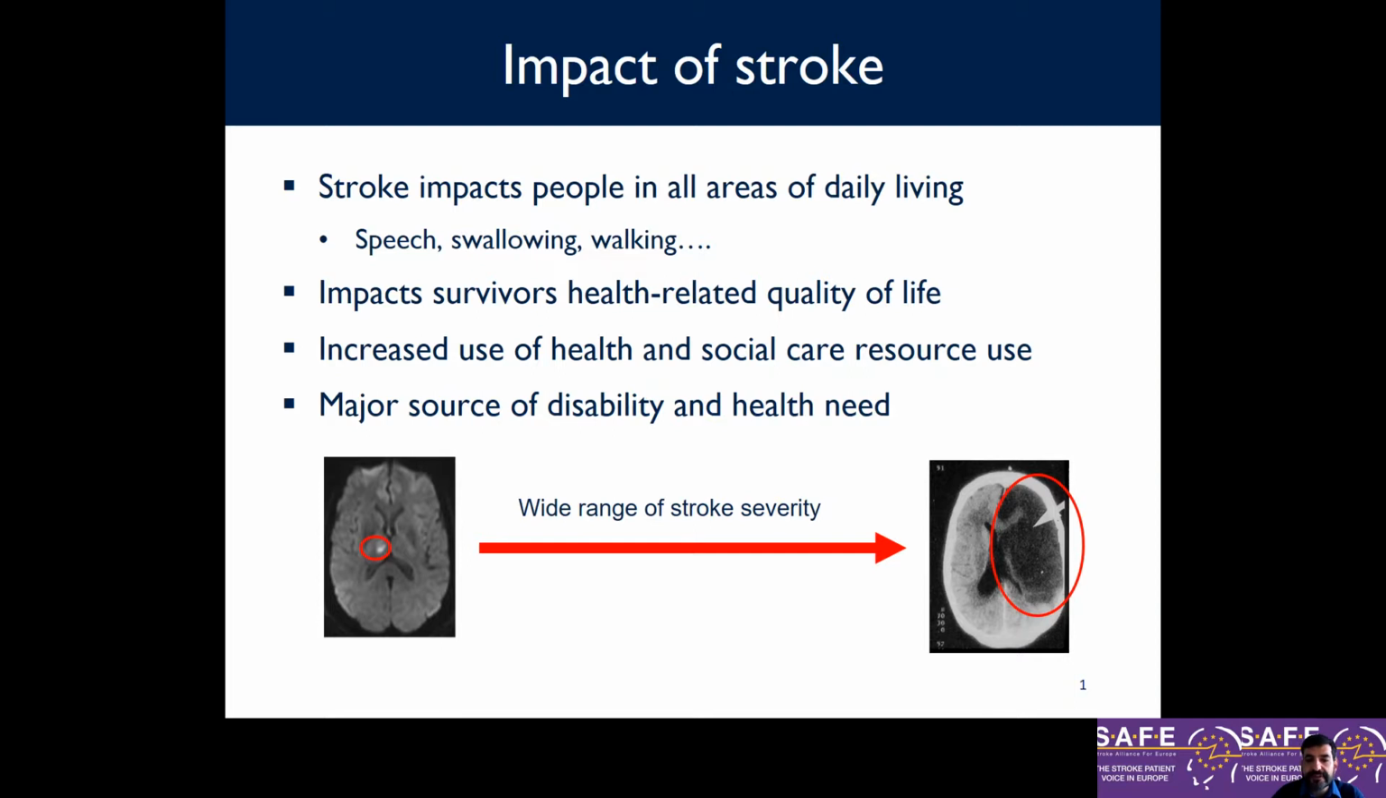However, stroke is not a homogeneous condition. It ranges from small transient events that leave no lasting impact to large severe strokes affecting large areas of the brain, increasing the risk of disability and mortality.